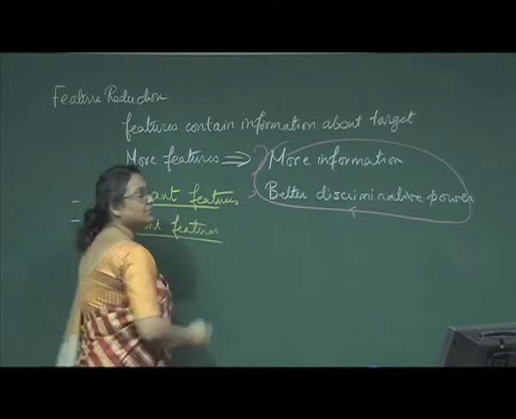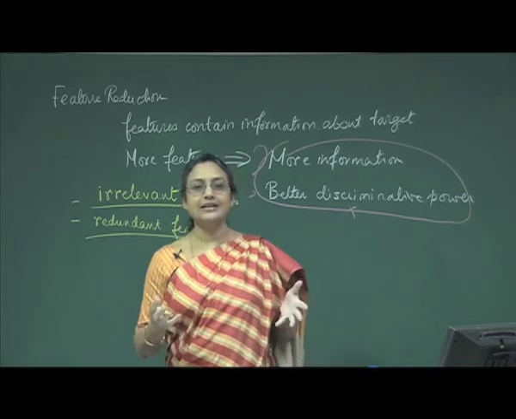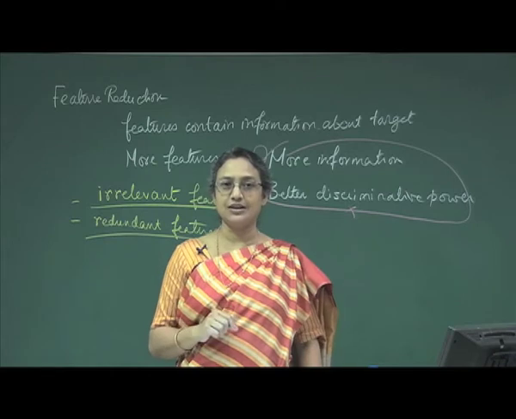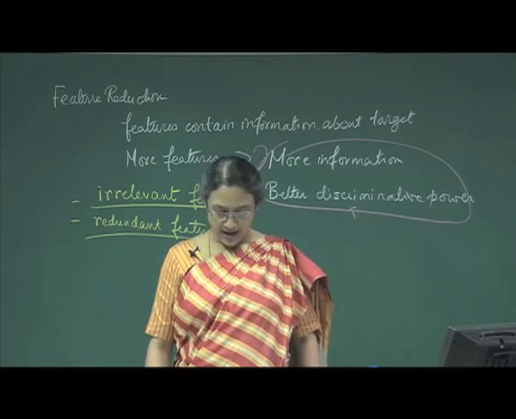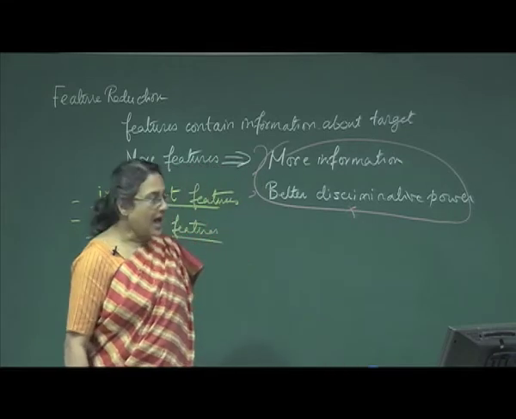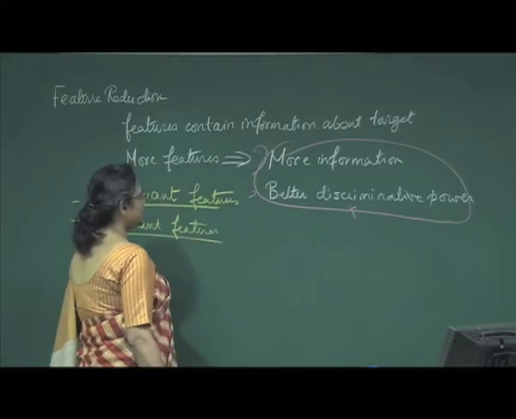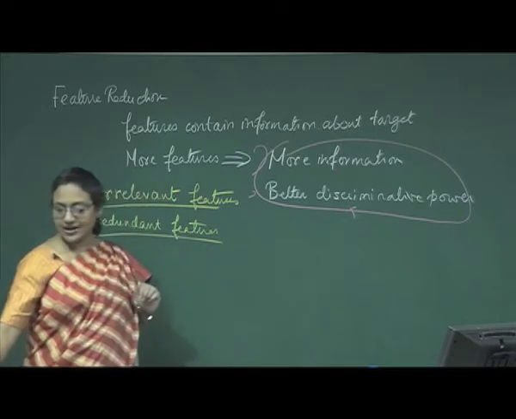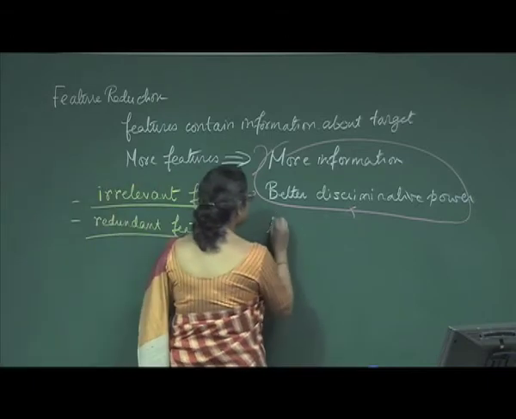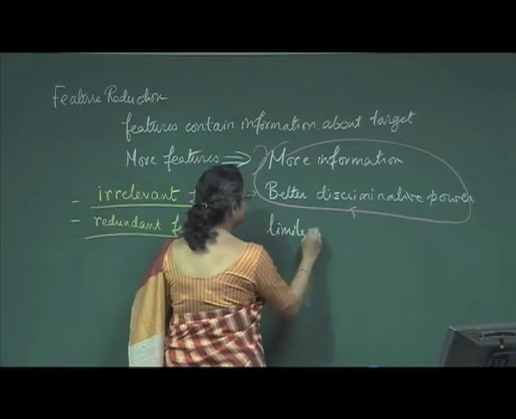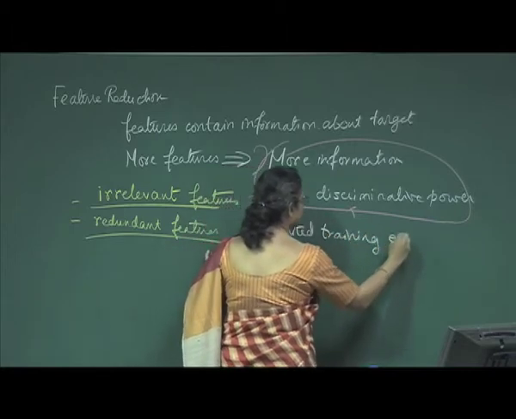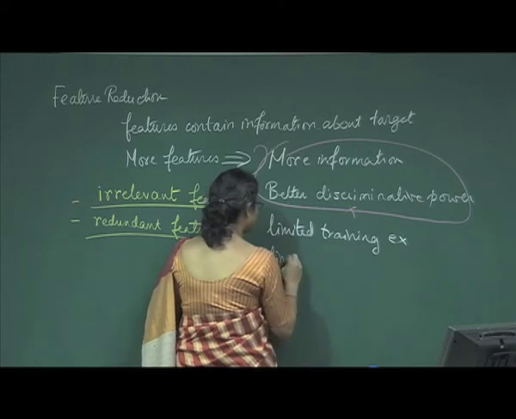If you have a fixed number of training examples and redundant features which do not contribute additional information, they may lead to degradation in performance of the learning algorithm. So these irrelevant features and redundant features can confuse the learner, especially when you have limited training examples. Also, there are limited computational resources.